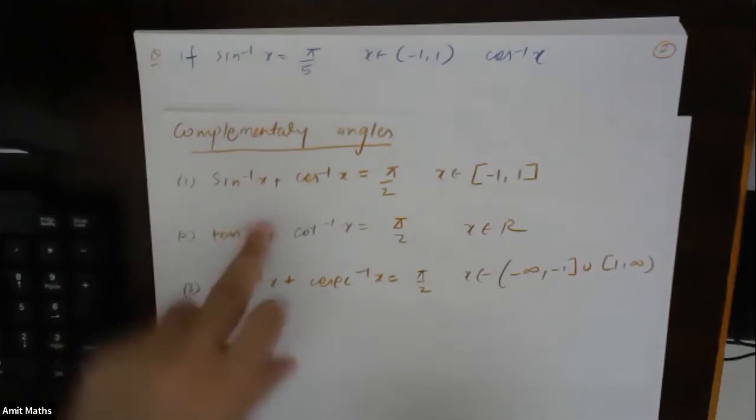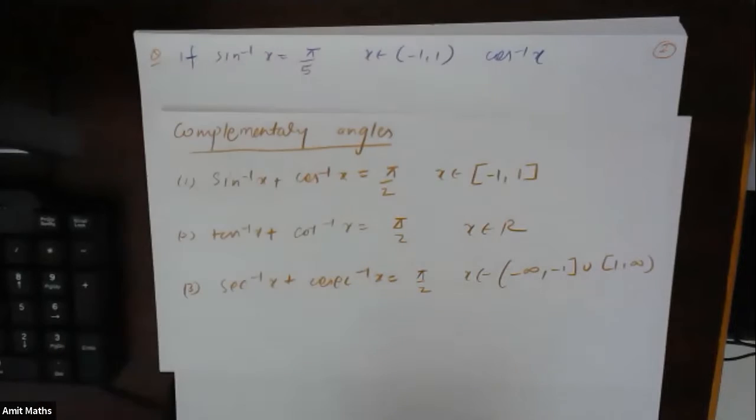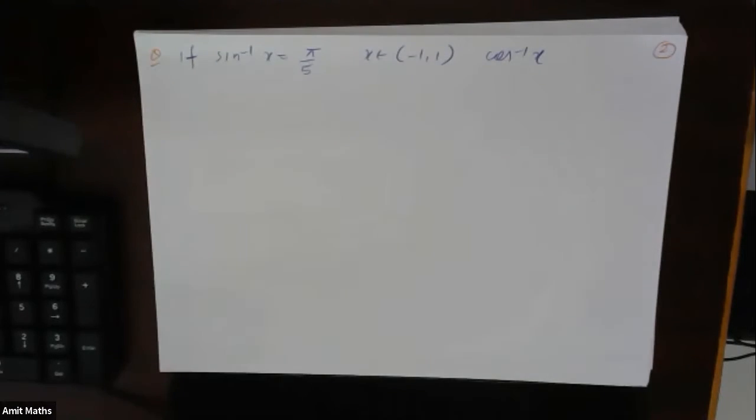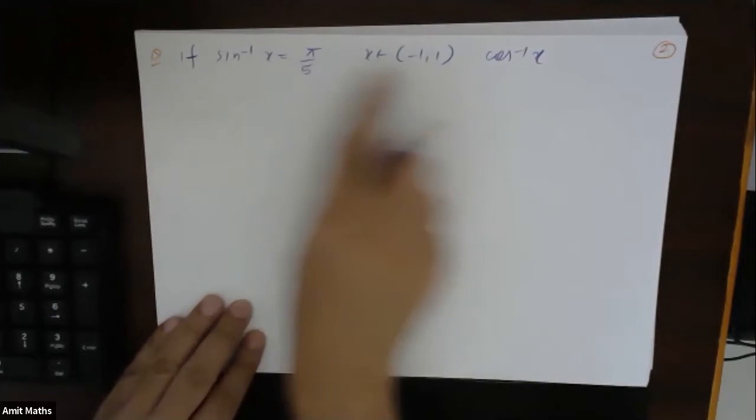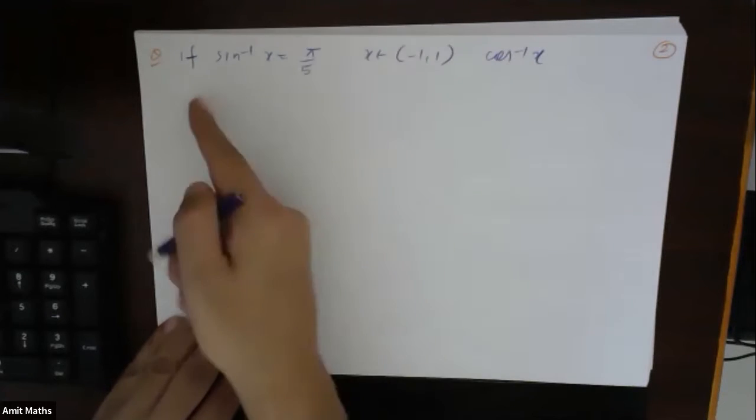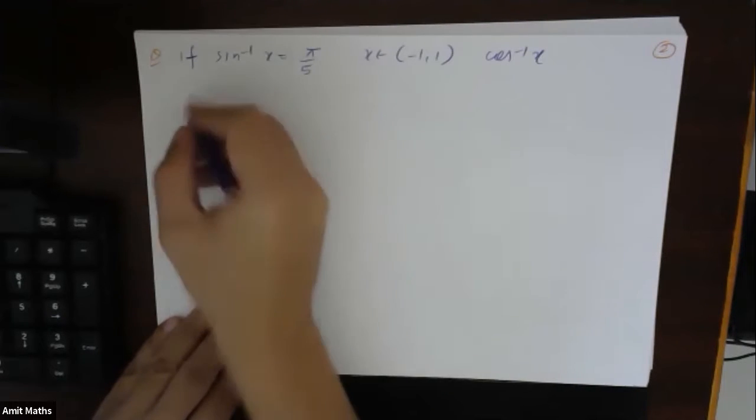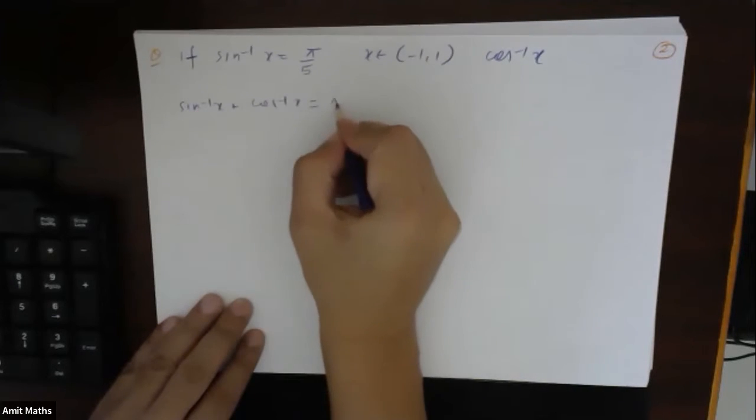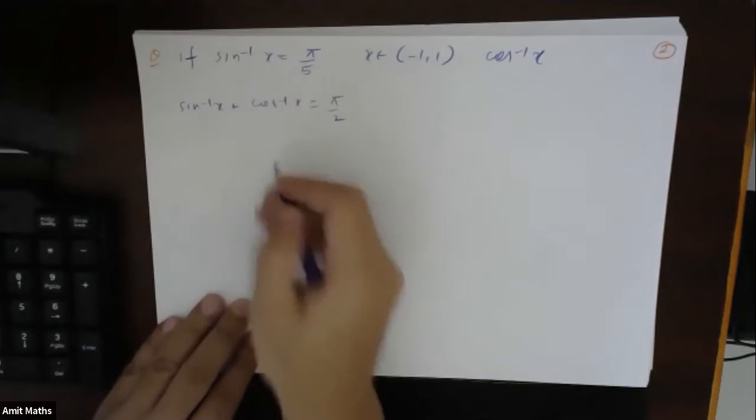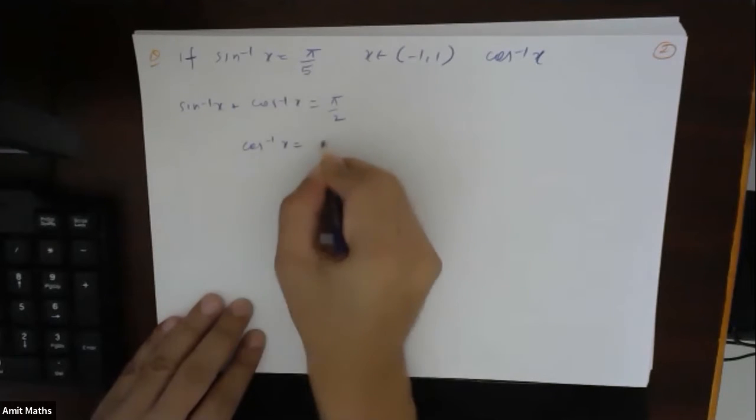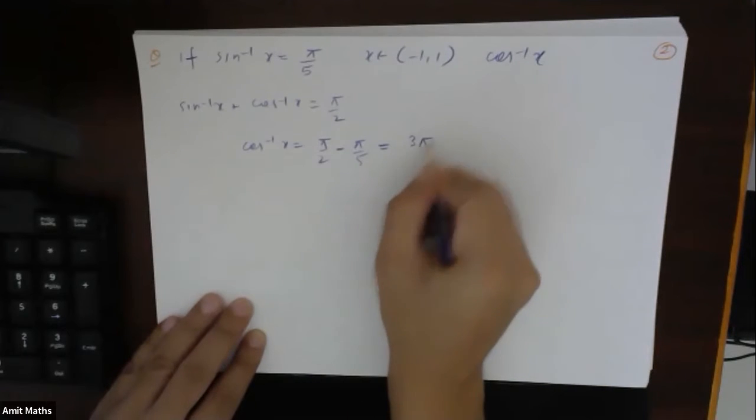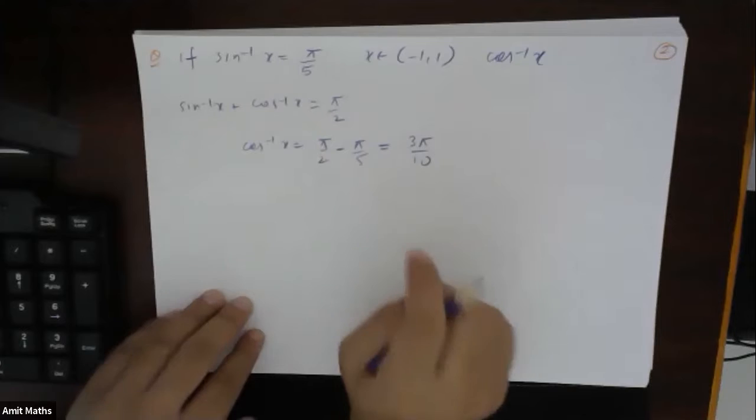now see, using these, this first one I will show you how, means what is the proof. So using this question I will show the proof. So if they have given this, x belongs to -1 to 1, right? So basically what we should get is that sine inverse of x plus cos inverse of x should be equal to pi by 2. So sine inverse of x is pi by 5, so we should get cos inverse of x equal to pi by 2 minus pi by 5, which is equal to 3 pi by 10. So we should get cos inverse of x is equal to 3 pi by 10, right?